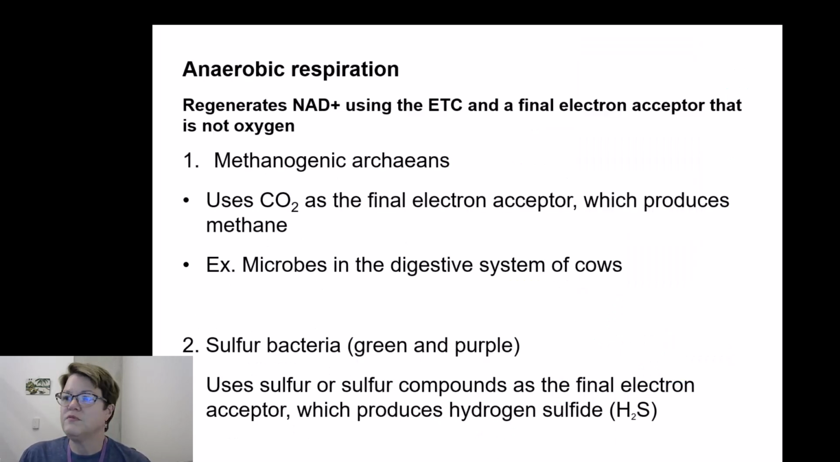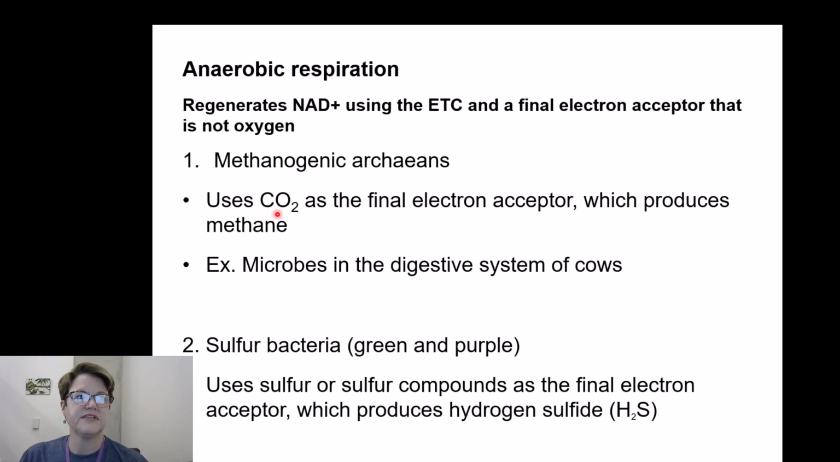So up to this point, we've been talking mostly about aerobic respiration, but I had mentioned in one of the early lecture parts that we were going to come back and talk about anaerobic respiration. And so we will, briefly. Anaerobic respiration has to regenerate NAD+. It does have an electron transport chain and a final electron acceptor, but the final electron acceptor is not oxygen.